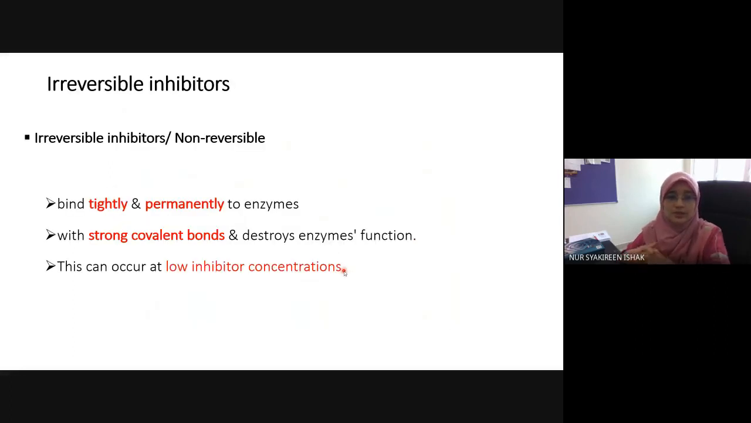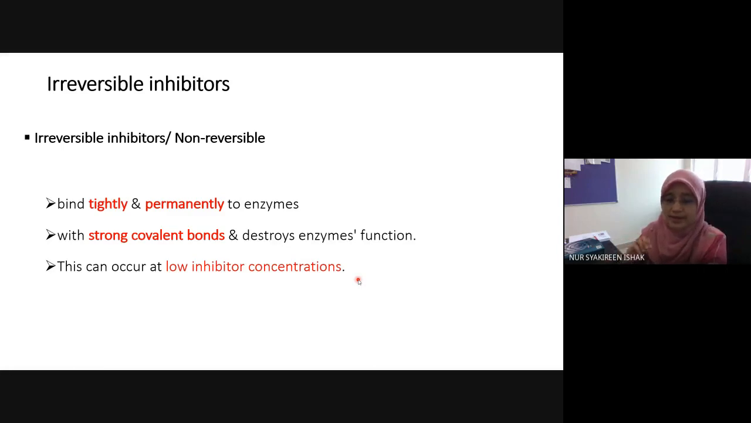So the next one is irreversible inhibitors, or non-reversible inhibitors. This type of inhibitor will bind tightly and permanently to the enzyme. They bind tightly through the formation of really strong covalent bonds. When you have strong interaction between inhibitors and the enzyme, it means that the enzyme will always be bound to the inhibitors, and therefore it destroys the enzyme function. The enzyme cannot catalyze the reaction anymore. The enzyme loses its function. So this can occur at low inhibitor concentration.